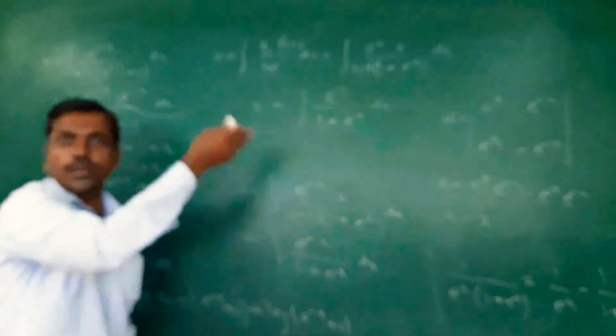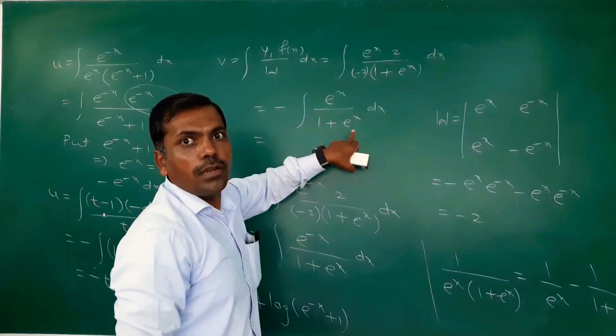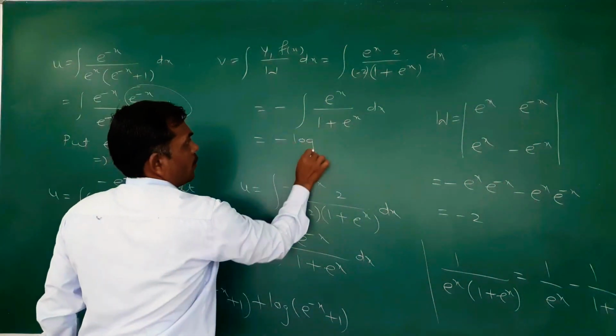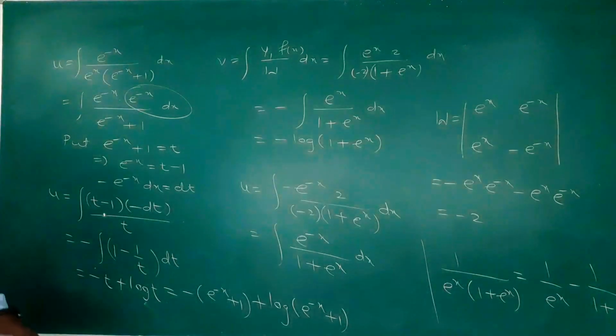It is much simpler, f dash upon f. So our answer: the derivative of 1 is 0 and the derivative of e raised to x is e raised to x, f dash upon f. We will get ln of 1 plus e raised to x, that is log of 1 plus e raised to x. This is our v.